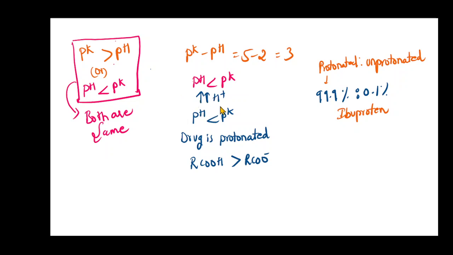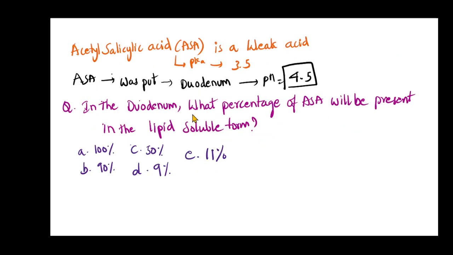A weak acid in an acidic medium, the drug is more protonated, and it would be in the non-ionized or unionized form more. The protonated or non-ionized fraction would be 99.9%, and the unprotonated and ionized fraction would be 0.1%. Okay, this is important for GPAT and NIPER.